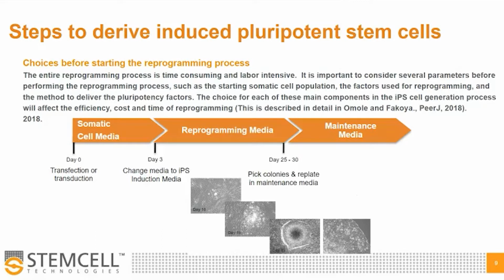It is important to note that the entire reprogramming process is inefficient, time-consuming, and labor-intensive. Depending on the purpose of the iPSCs, be it cell therapy or research, several choices have to be made concerning the somatic cell type, the reprogramming factors used, delivery method, and culturing conditions. These parameters influence the reprogramming process, the efficiency, the cost, and the time of reprogramming. This has been described in detail in an article by Amol and Fukuya in 2018.